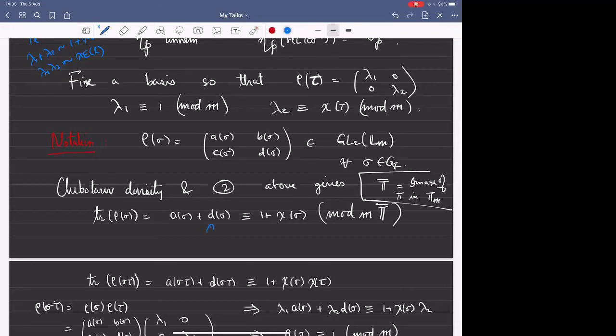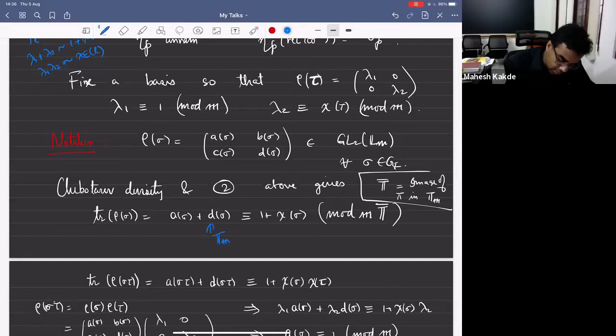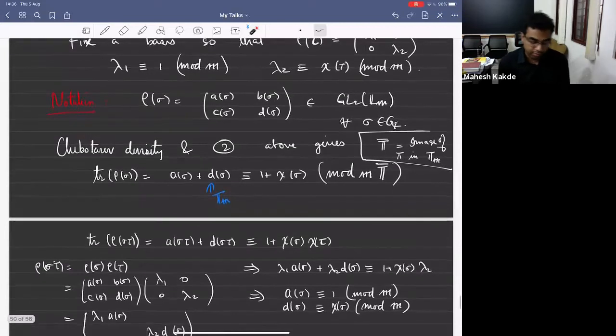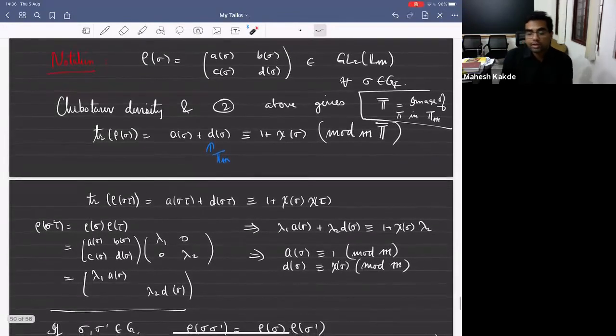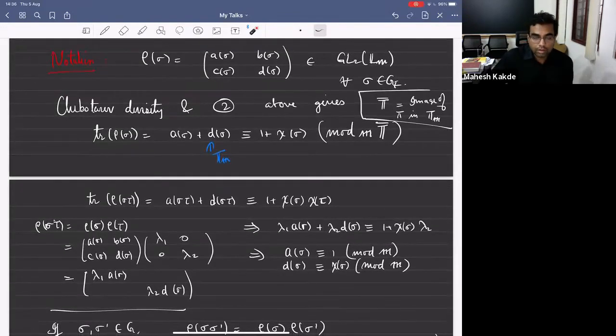So this is in TM because this is like TL. When sigma is Frob L, this is TL. So for each Frobenius it lives in TM, and so by Chebotarev density it lives in TM. But now we are going to show that A and D also live in TM.